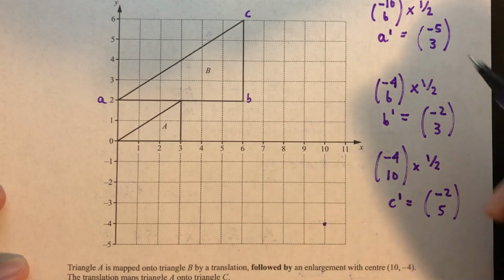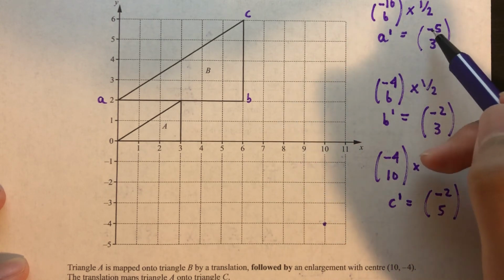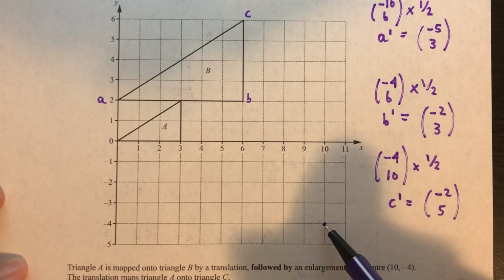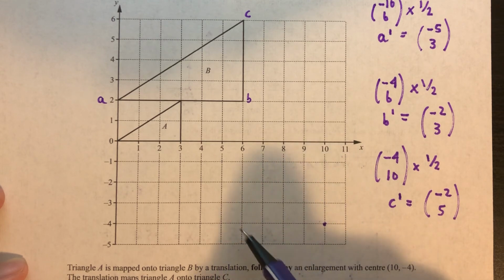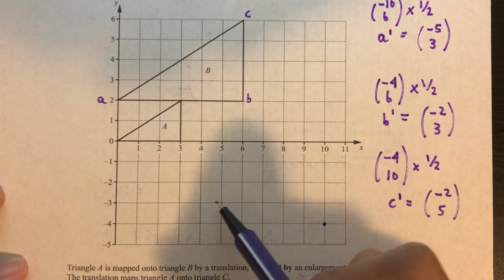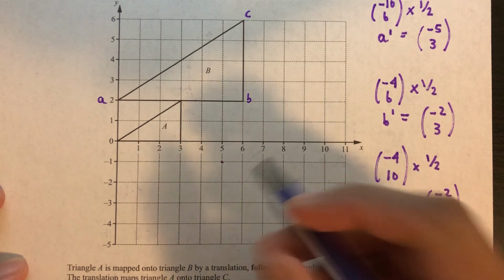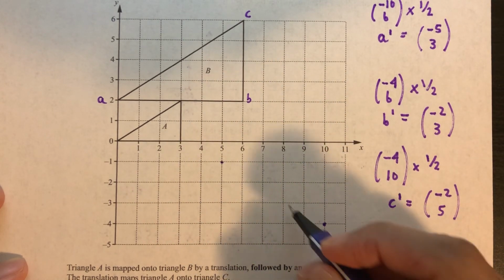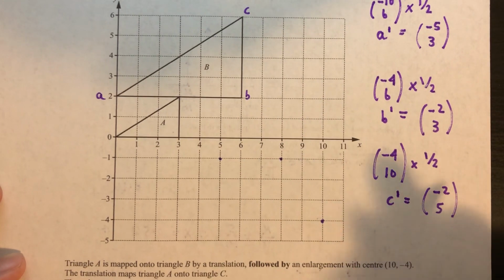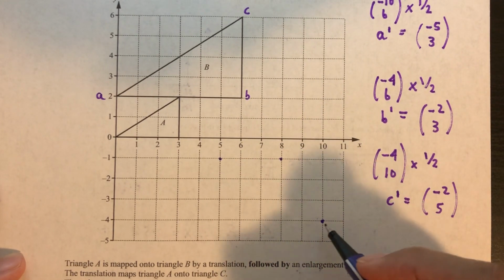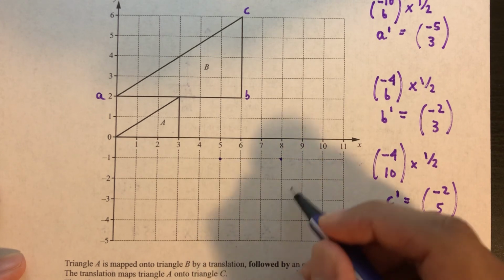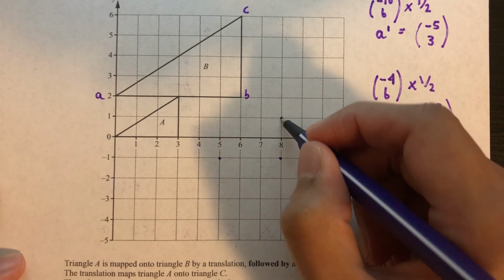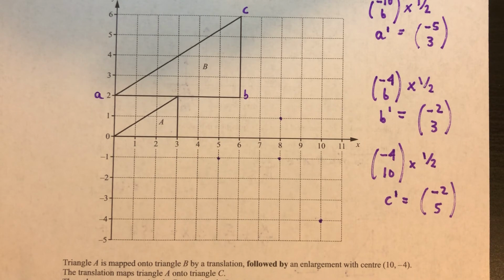So let's draw C. A dash will be minus 5 and 3 from this point. So minus 5, 1, 2, 3, 4, 5. 3 is up, 1, 2, 3. That's the first point. And then this one is minus 2, 3. 1, 2, 1, 2, 3. Okay. And the last one is minus 2, 5. 1, 2, and 1, 2, 3, 4, 5. So that's triangle C. Now we just have to join the points, and we'll have triangle C.